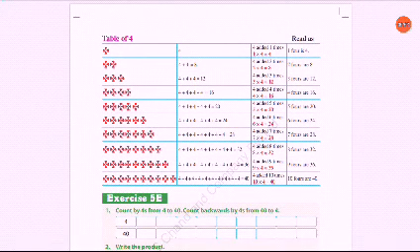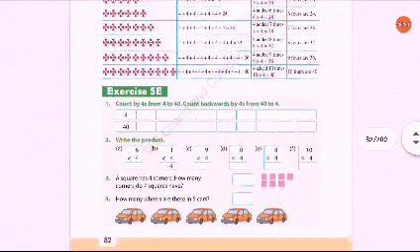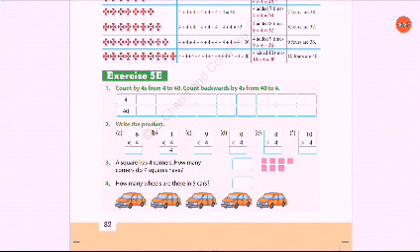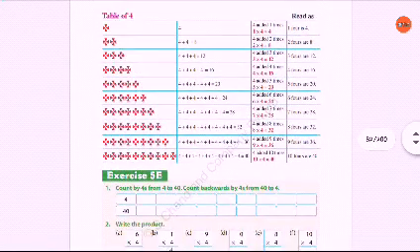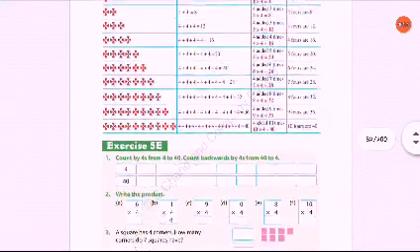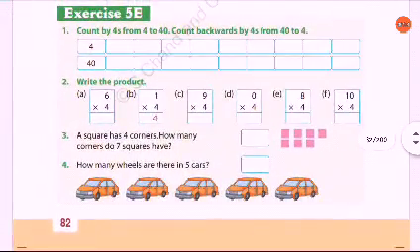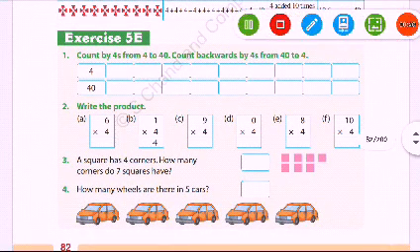Now chapter 5, next exercise 5E, we are going to start this very properly. If you don't learn the table then you can't do the exercise and you will make mistakes. So before doing the exercise, please learn the table one by one. Now we are going to start our exercise 5E.